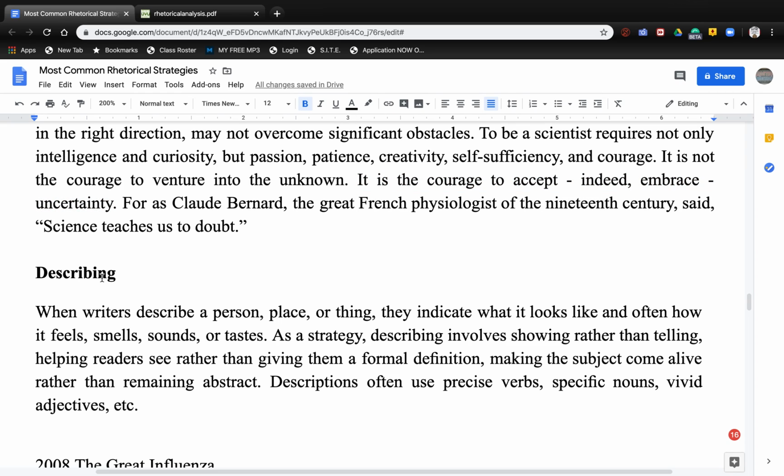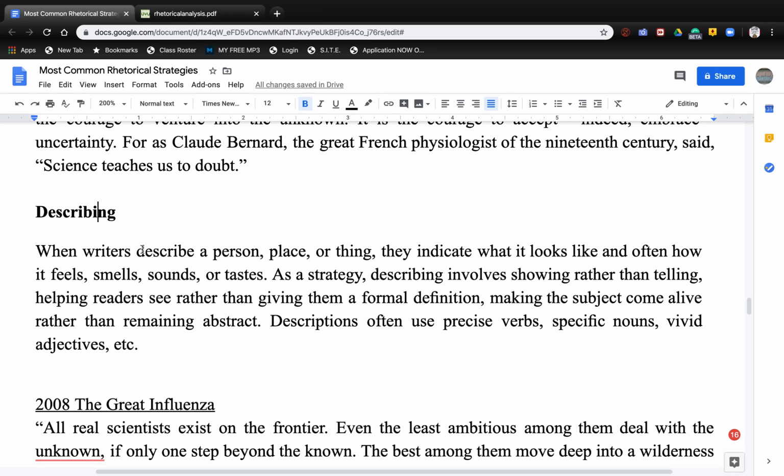All right, the next one is describing. Describing is when the writer describes something or shows a person, a place, or a thing, maybe the way it feels or the way it smells, right? Why is describing important? Because it's about, well, creating images primarily, but it's also about putting something in the reader's head, making sure that the reader sees it. So this one would primarily be a pathos-oriented strategy, right? Because it would appeal to the audience through pathos.